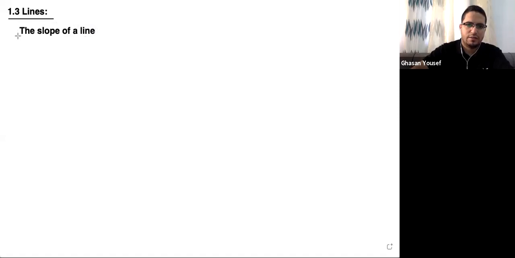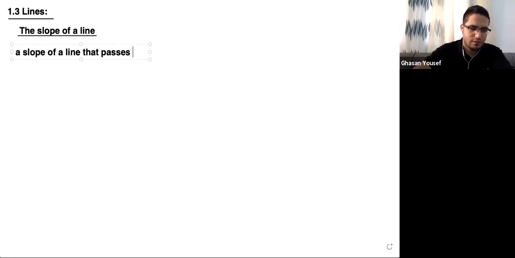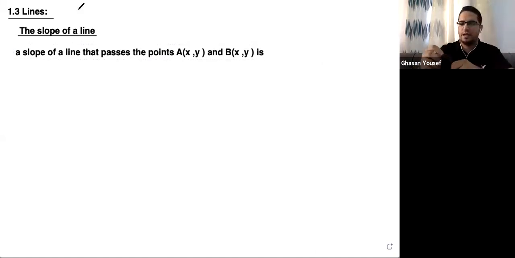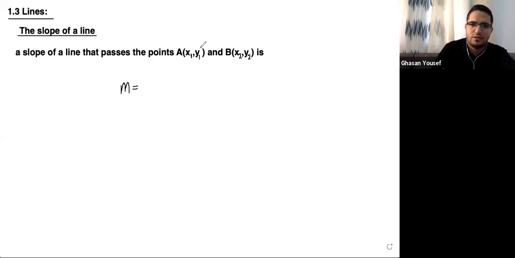First of all, I'm going to define the meaning of a slope. The slope of a line that passes through the points A of x1 comma y1 and B of x2 comma y2 is defined as the slope m equal to the difference of the y's, y2 minus y1, over the difference of the x's.